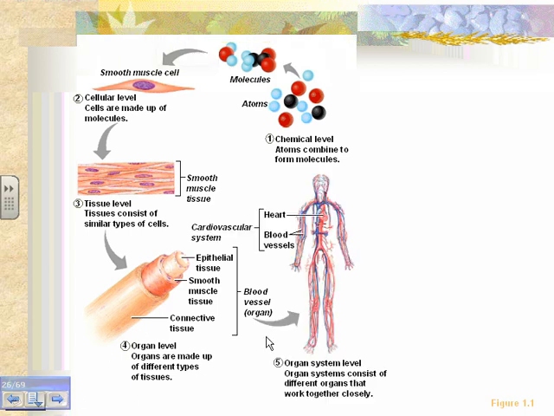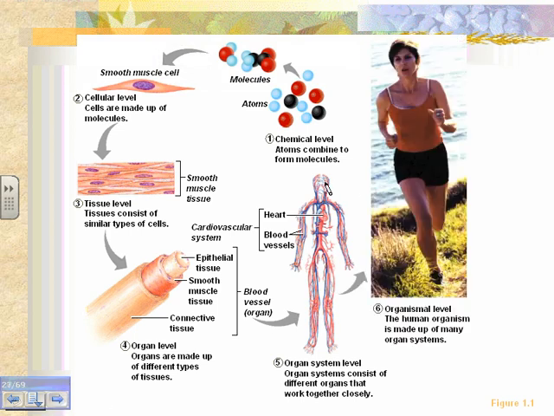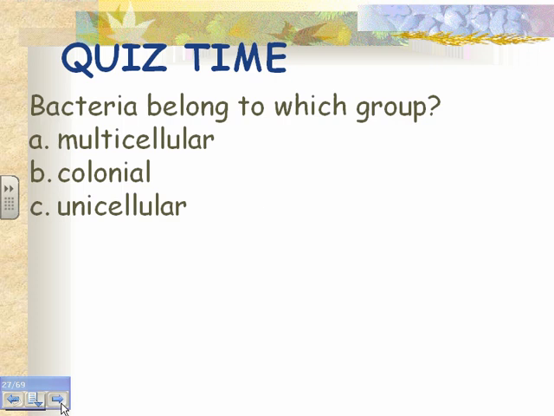Here's your organ system. It's the cardiovascular system. You've got all your blood vessels and your heart. So there's the complete organism now. Oops, here's the complete organism. She's made up of not just the cardiovascular system, but all the other systems, the digestive, circulatory, respiratory put together.